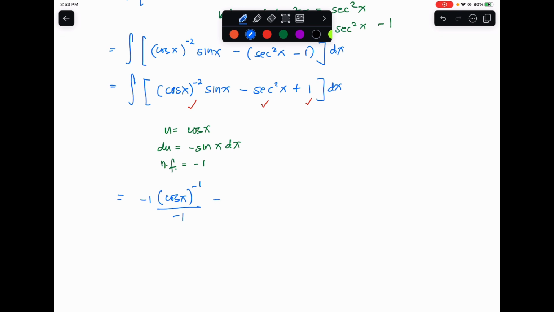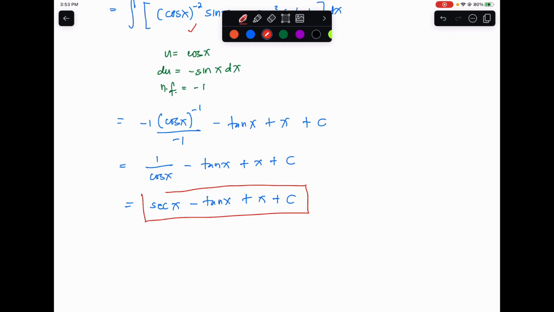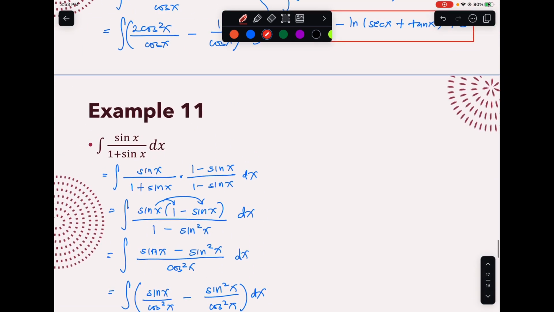And then minus the integral of secant squared, which is just simply tangent x, and then plus x plus c. So in short, negative 1 over negative 1 would be positive, and cosine x raised to negative 1 is the same as 1 over cosine x, minus tangent x plus c. So 1 over cosine is simply secant x minus tangent x plus c. So that will be the integral of this particular integrand.